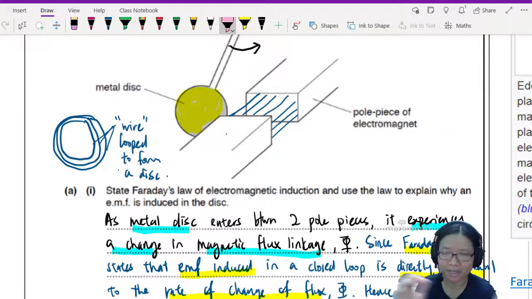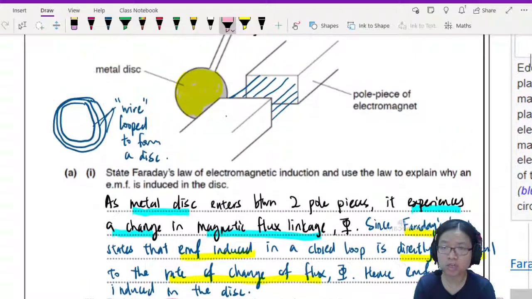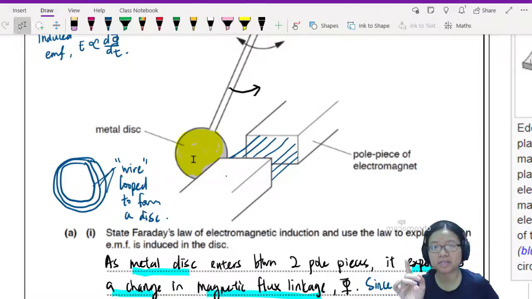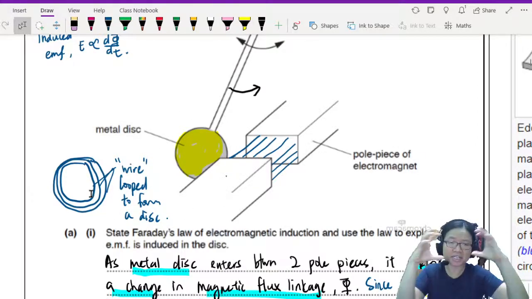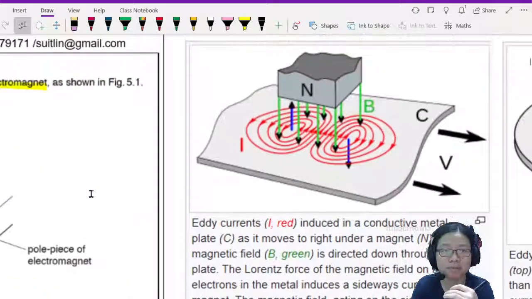something that is not wire. So anything with a large surface area, it can be a metal disc, it can be like a 3D metal cube. So anything where your charge density is high because you have a large area, okay, this will allow eddy current to form. So since we can assume that this metal disc here is kind of like all these many wires looped together, the eddy current actually takes the form of something like this.